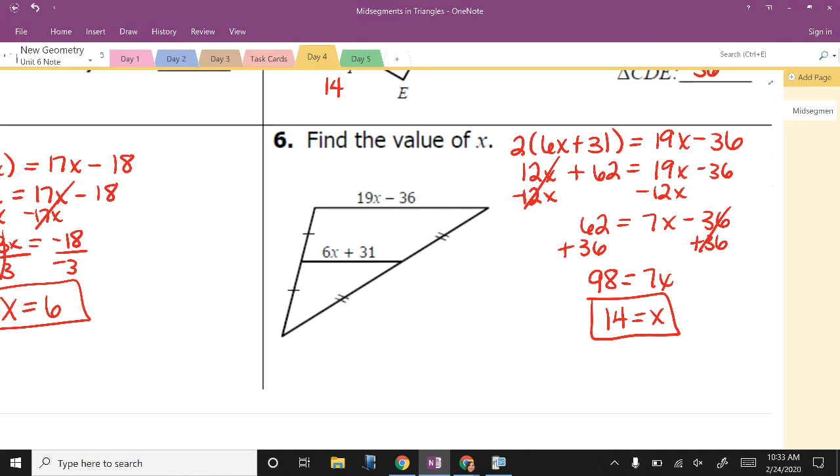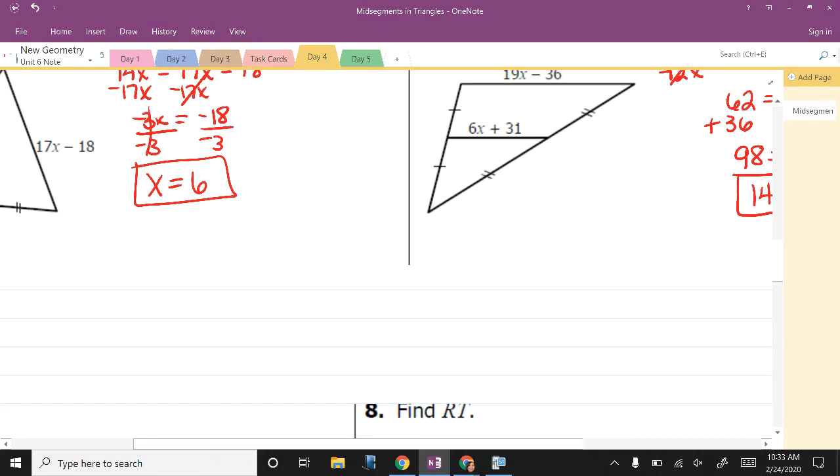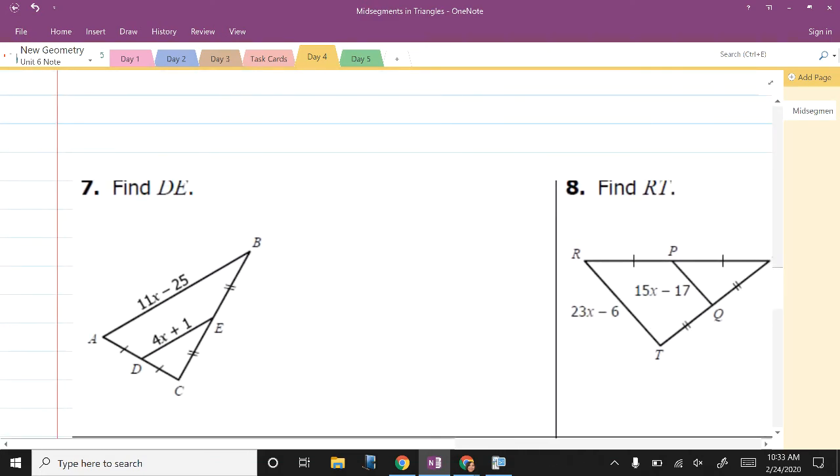Okay, so on number 7, what's different? On number 7, you actually have to go and find the length of a segment after you find x, right? So how do you think we're going to set up number 7? Right, double the mid-segment to get the outside segment. So it's 2 times the quantity 4x plus 1 equals 11x minus 25. Any question on the setup? All right, then we solve the equation.